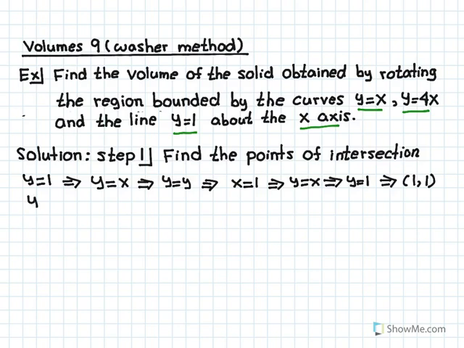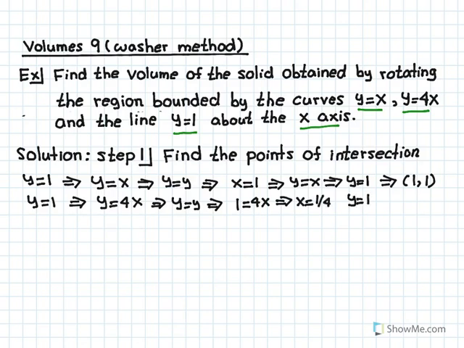Now let's put y equals 1 into y equals 4x. Let's equate the y values and solve for x. 1 equals 4x. Divide by 4, and we get x equals 1/4. And of course, y is equal to 1. So the second intersection point is 1/4 for x and 1 for y.